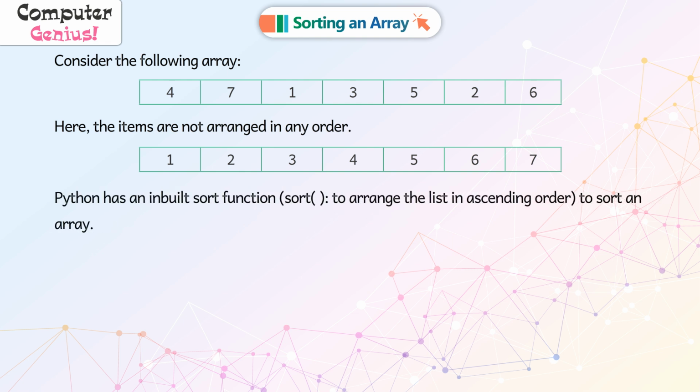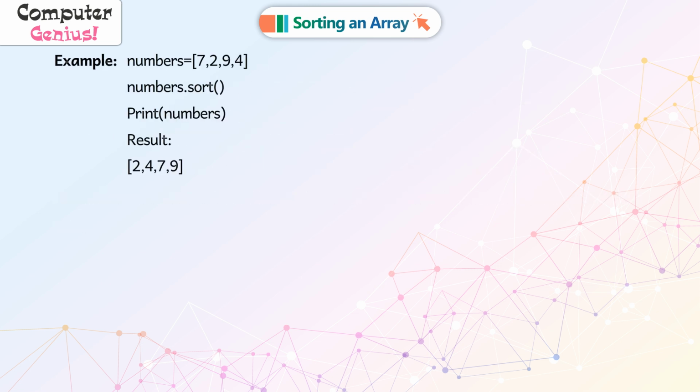Python has an inbuilt sort function, sort, to arrange the list in ascending order to sort an array. Example, numbers equal 7, 2, 9, 4. numbers.sort. Print numbers. Result: 2, 4, 7, 9.